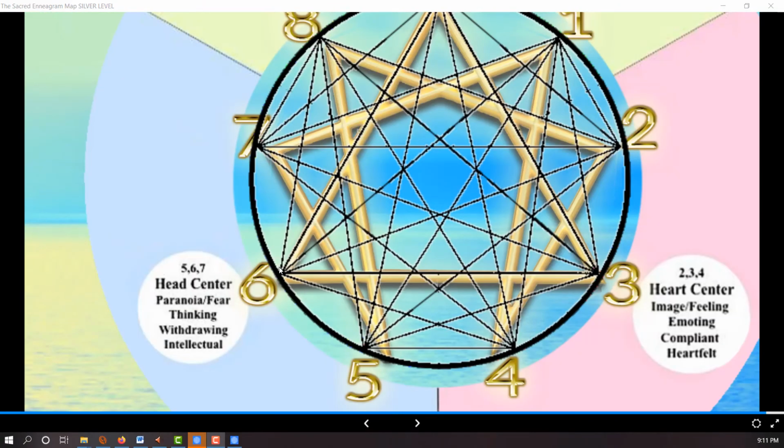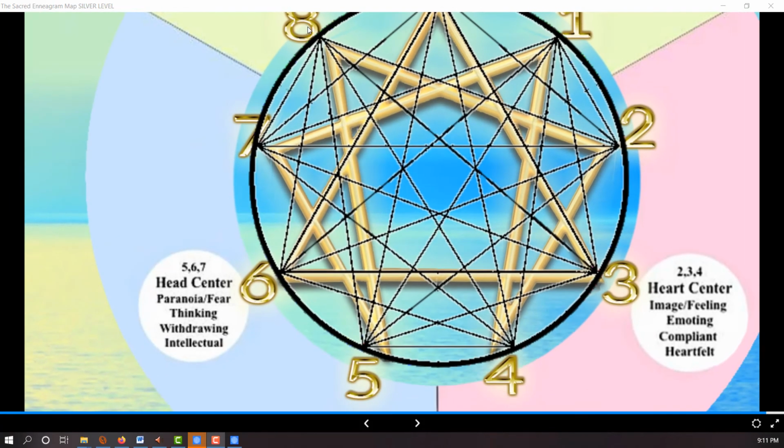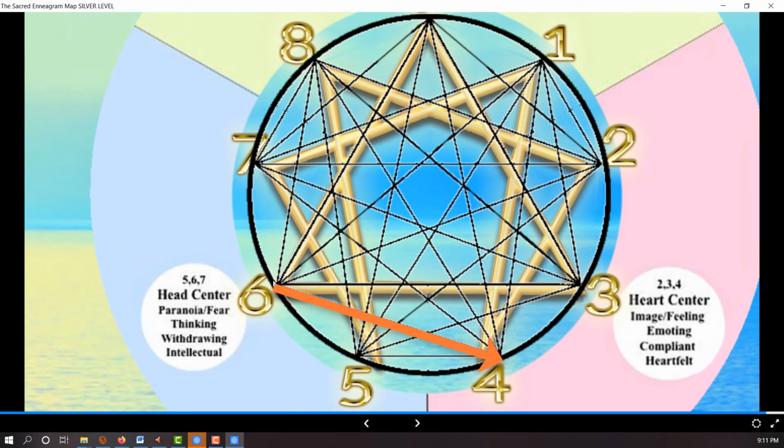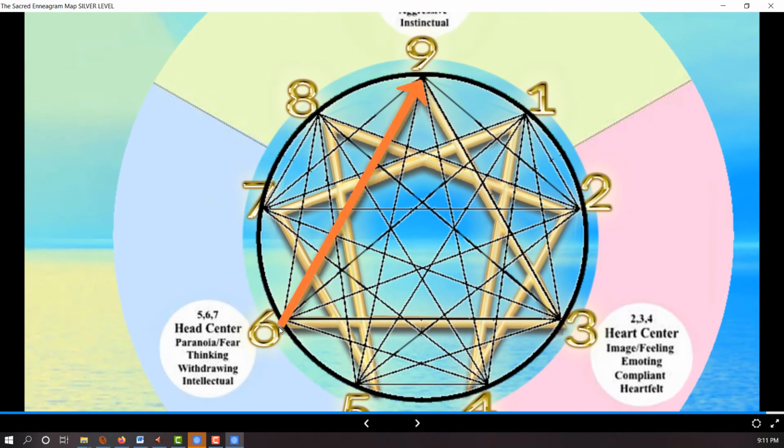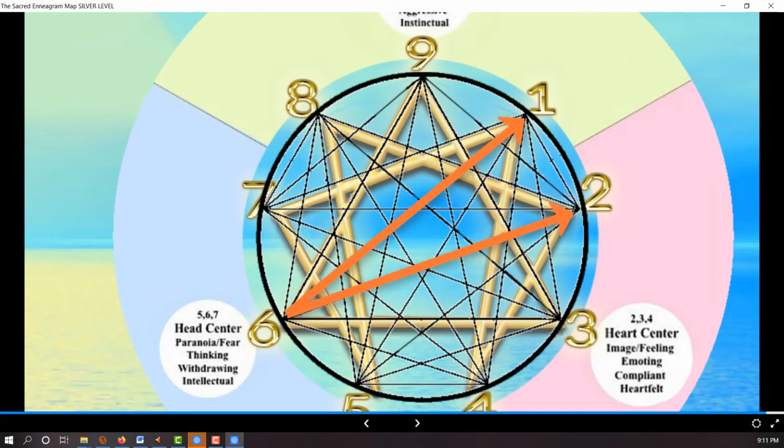So if you're Enneagram type 6, you could have your tritype as an 8, because there's a line there going to 8. Or you could have a 6 going to 4. Or you could have a 6 going to 3. So you could have 8, 6 and 3 as your tritype. You could have 6, 9 and 3. You could have 6, 1 and 2.